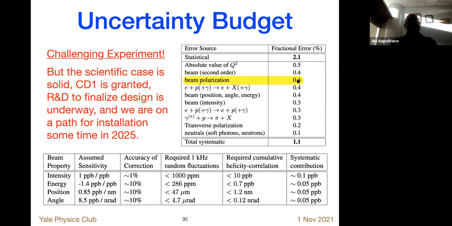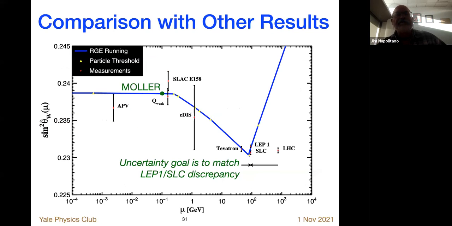We're finalizing the design. Pretty soon, orders are going to be placed for components. Metal's going to start getting cut, building these magnets, building the detectors, and we're on path to install sometime in 2025. We'll begin to take some data, and then we will have 3 years of dedicated running to get the statistical precision that we need for this experiment.